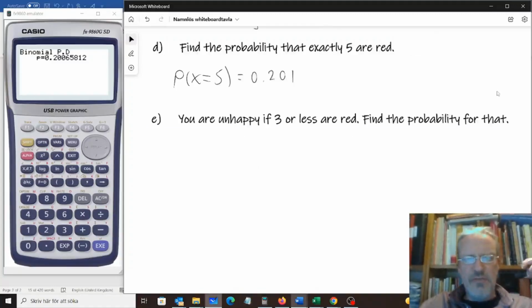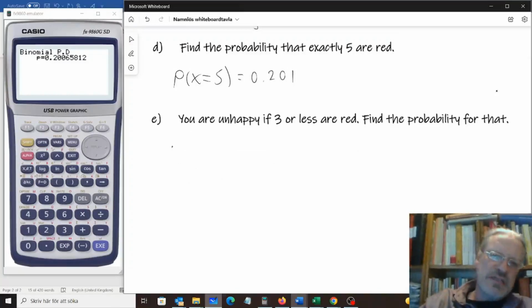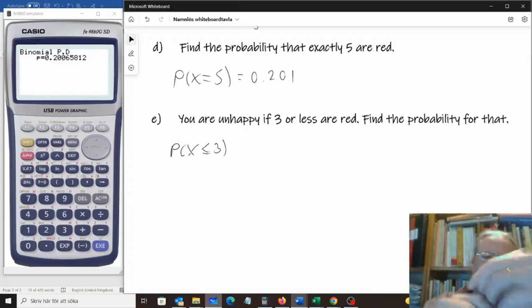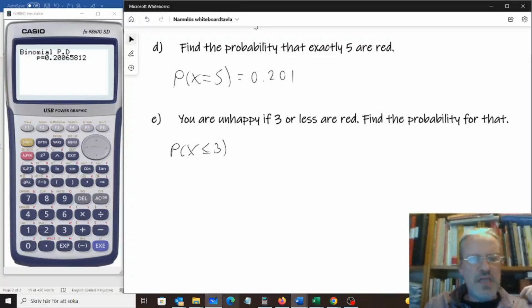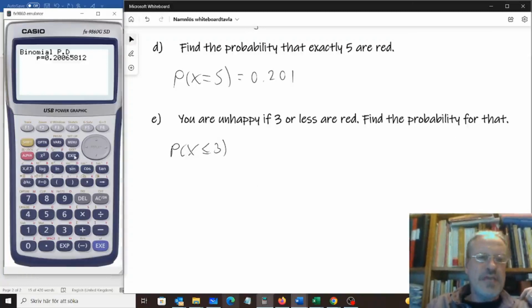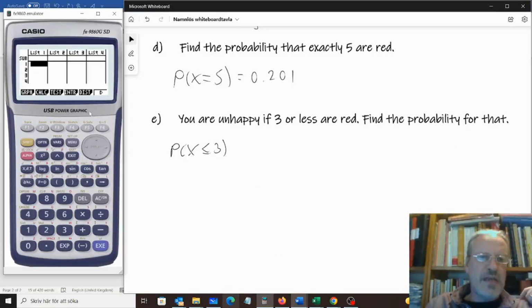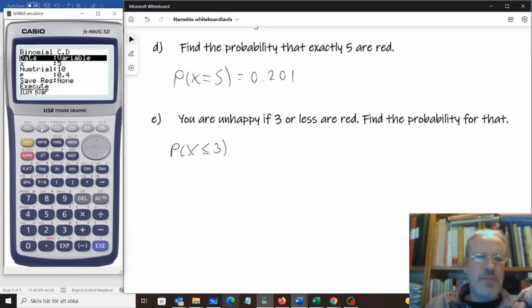Say you are unhappy if 3 or less are red, find the probability for that. So in other words, we should find this, the probability that x is less than or equal to 3. So yet again, we can just resort to our calculator, but now we need the cumulative. So we press exit here. I can press exit again, distributions, but now the binomial and cumulative. The cumulative calculates the probability up to a certain number. So yet again, we go down here. We have already the 5 and 10, but with this we need to now change to 3.